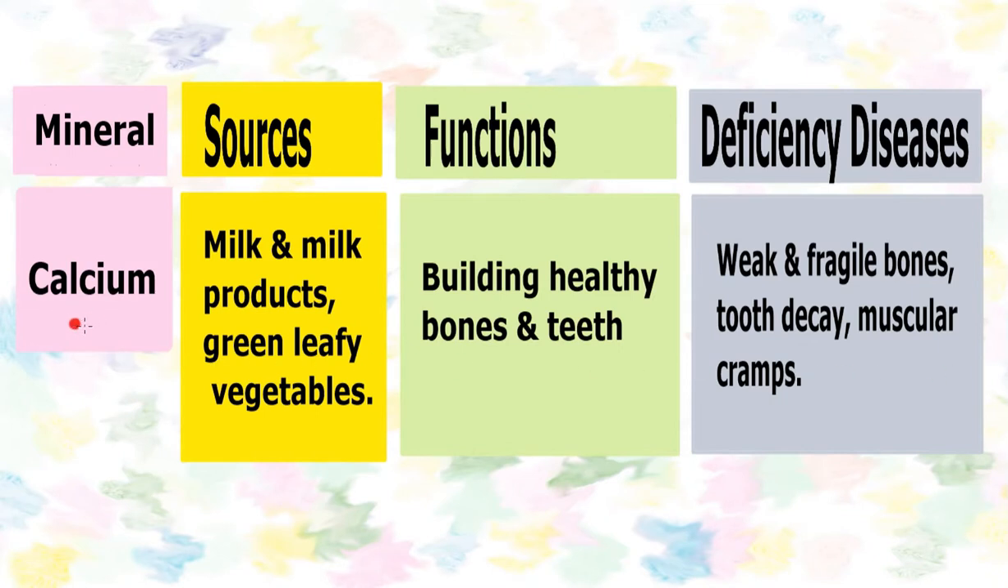Let's start with calcium. What are the sources of calcium? Calcium can be obtained from milk and milk products, similarly from green leafy vegetables. What are the functions of calcium in our body? It is required for healthy bones and teeth. So if we do not get calcium in appropriate amounts, then our bones will become weak and fragile. Similarly, tooth decay will start and we will experience muscular cramps and pain in the legs. These are the deficiency diseases of calcium.